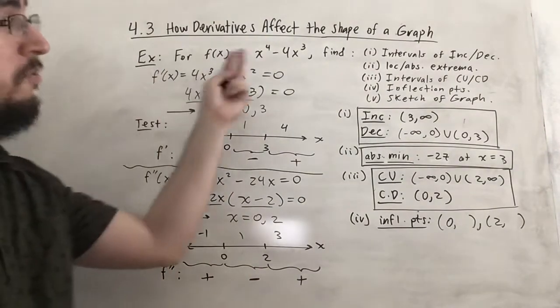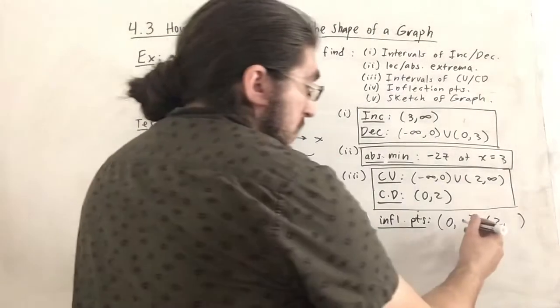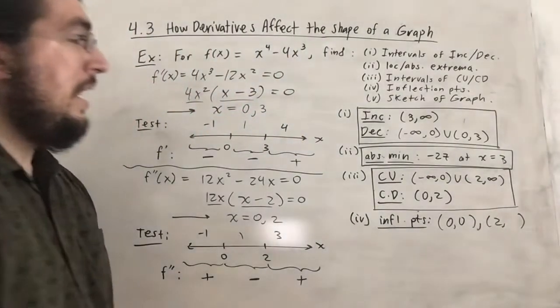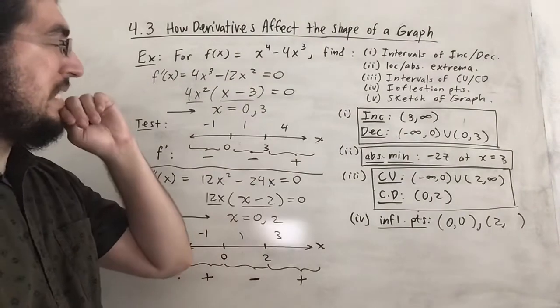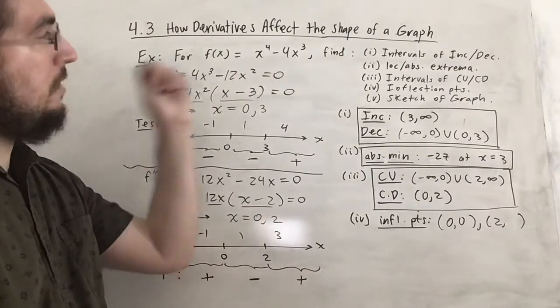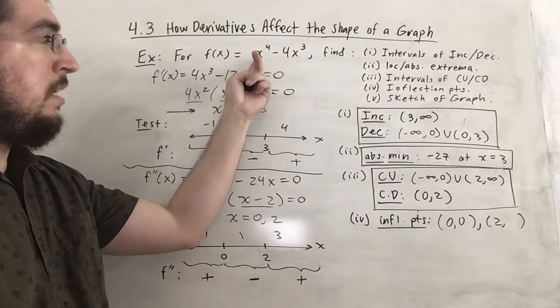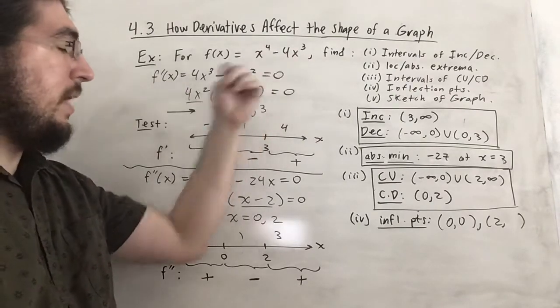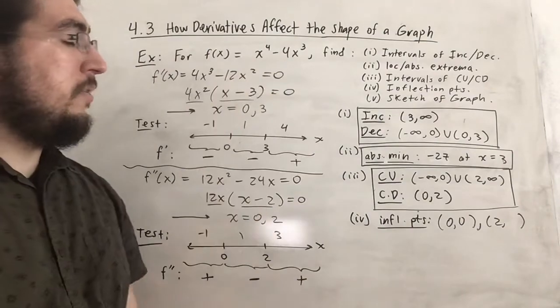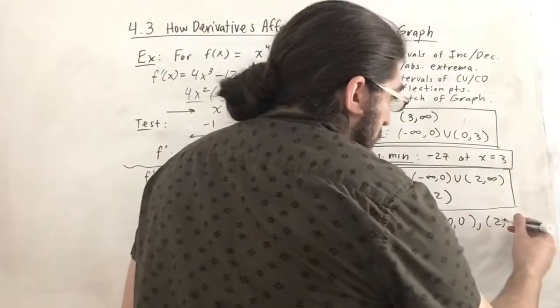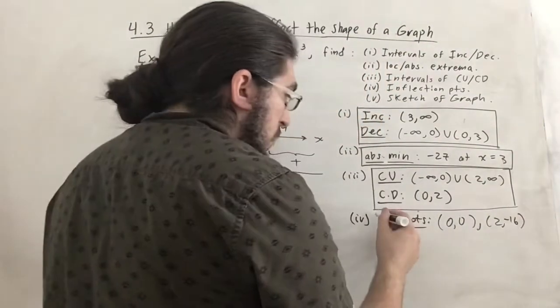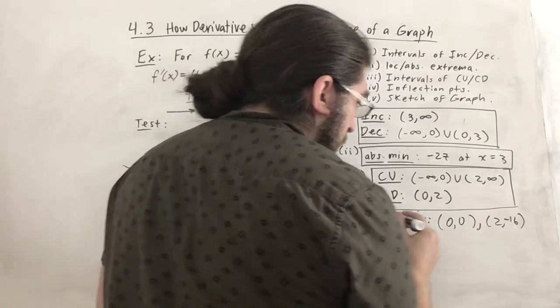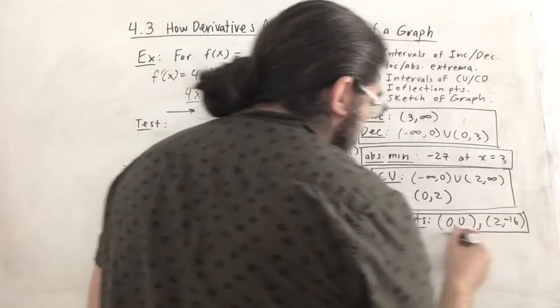So notice 0 to the fourth minus 4 times 0 cubed is still 0, so that's one of them. And when you plug in 2, let's see, you get 2 to the fourth, which is 16, minus 4 times 2 to the third, that's 4 times 8, by the way. So that's 16 minus 32, that's negative 16. So at these 2 points here, there is a change in concavity.